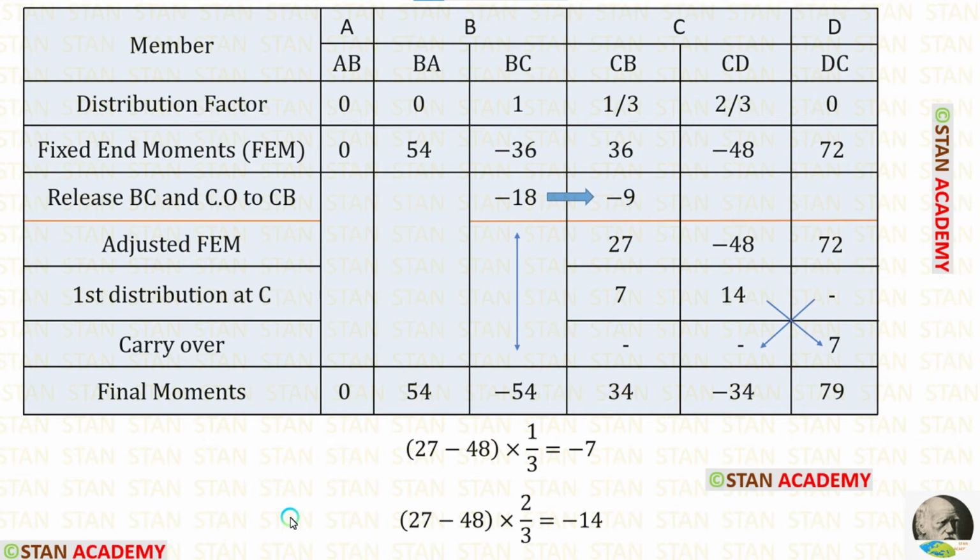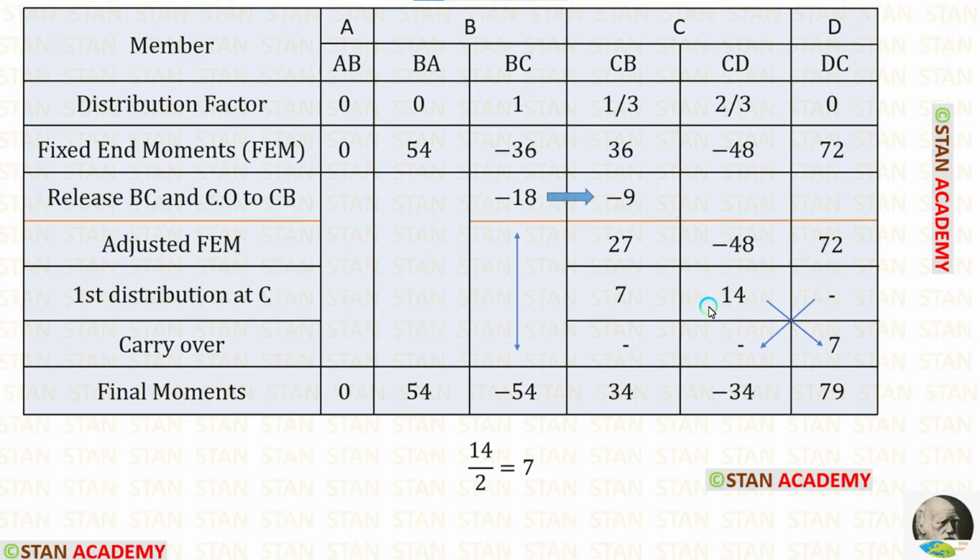Now let us do the carryover. We cannot make the carryover between BC and CB because we have already released BC and found the final moment. In this case, we can make the carryover only between CD and DC. For DC, there is no distribution, so we cannot make the carryover. For CD, the distribution is 14. When we divide 14 by 2, we will get 7.